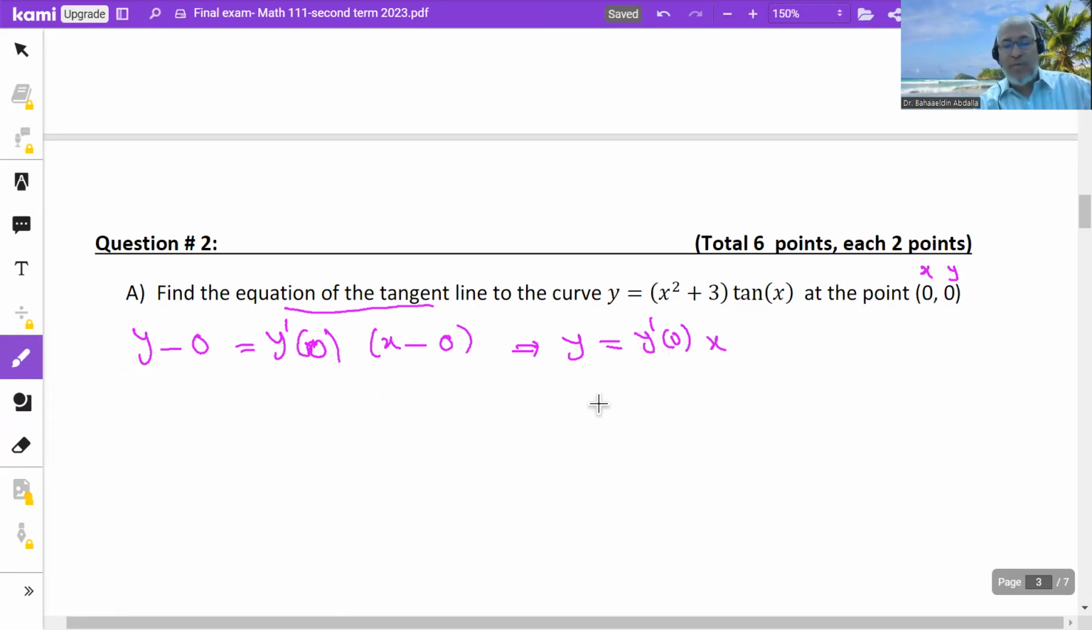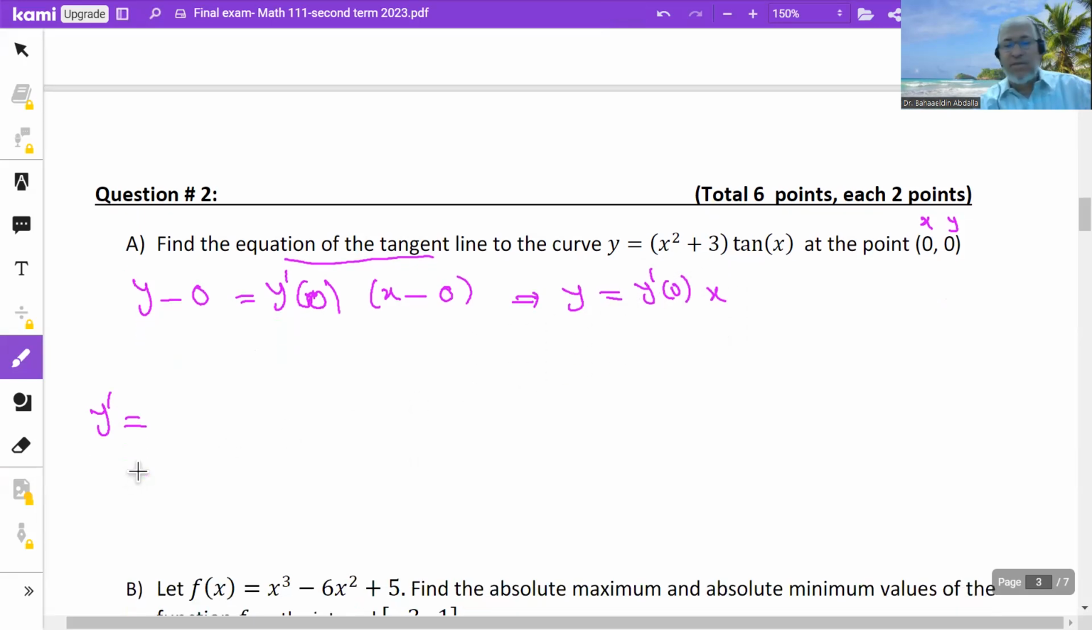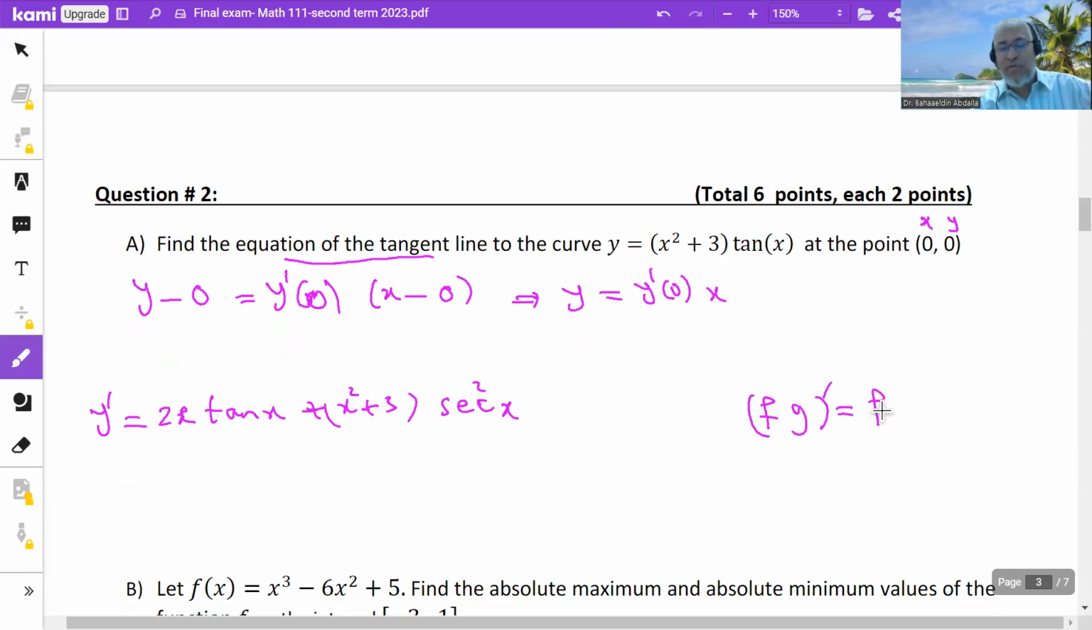So we need to find y prime at 0. Here y is (x squared plus 3) times tan x. This is a product of two functions, so to find y prime, we need to use the product rule. The derivative is 2x times tan x plus (x squared plus 3) times the derivative of tan, which is secant squared x. Whenever you have f times g, the derivative is the derivative of f times g plus f times the derivative of g.